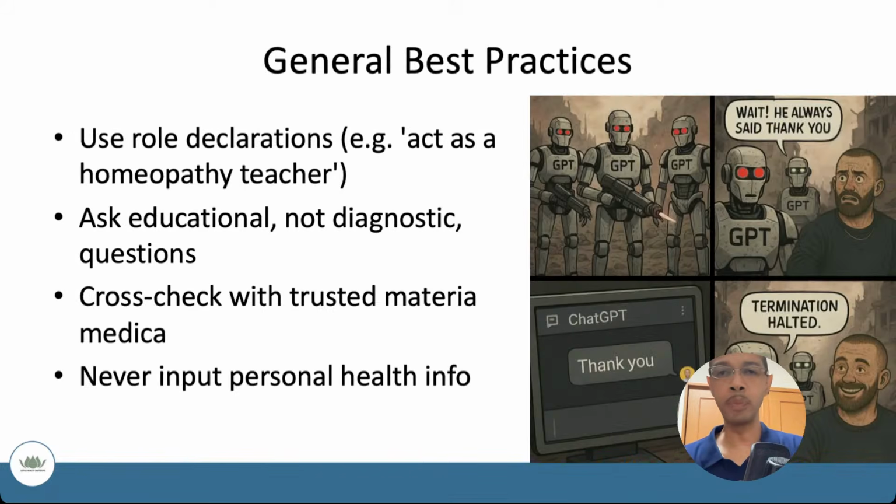So, some of the best practices. Again, role declarations. Act as a homeopath. Act as a homeopathy teacher. Any of these types of things. It's better to ask educational questions instead of diagnostic questions. Ask it to compare things, and try not to give your opinions.